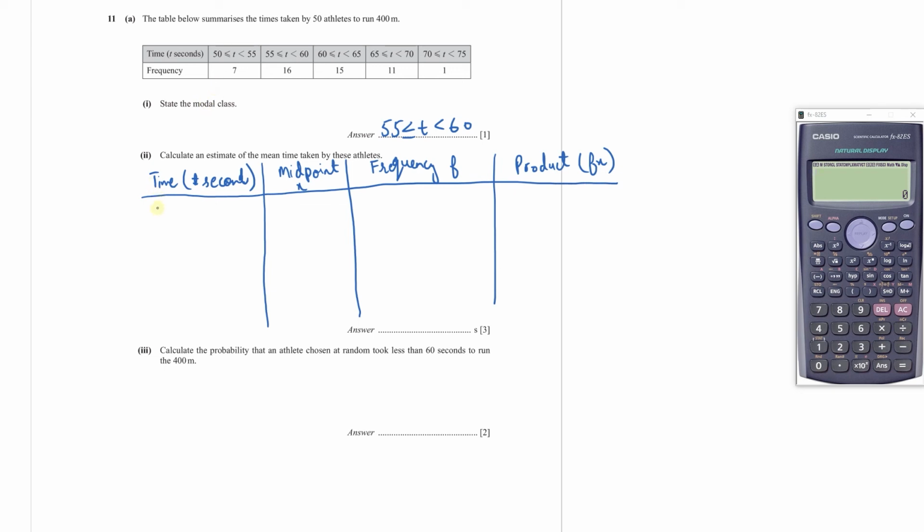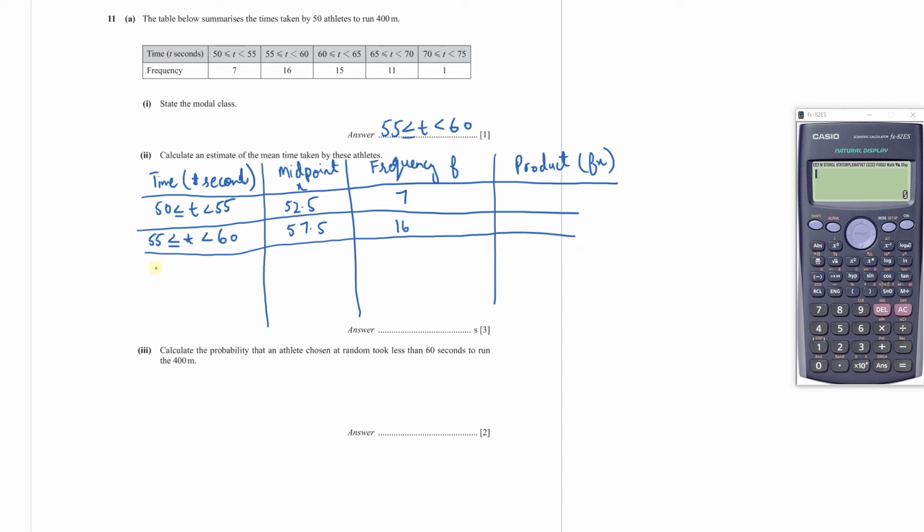So you have class here 50 ≤ t < 55. So your midpoint here will be, what's the midpoint between 50 and 55? 50 plus 55 divided by 2, 52.5. What's the frequency? 7. So I'll calculate the products later. And then the next one is 55 till 60, 55 ≤ t < 60. So the midpoint here will be 57.5. The frequency is 16.